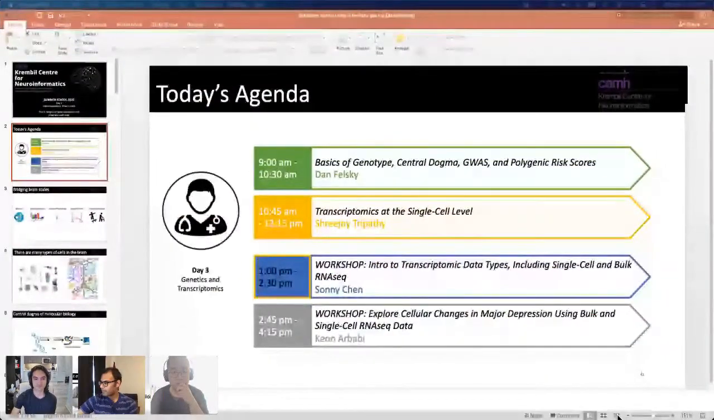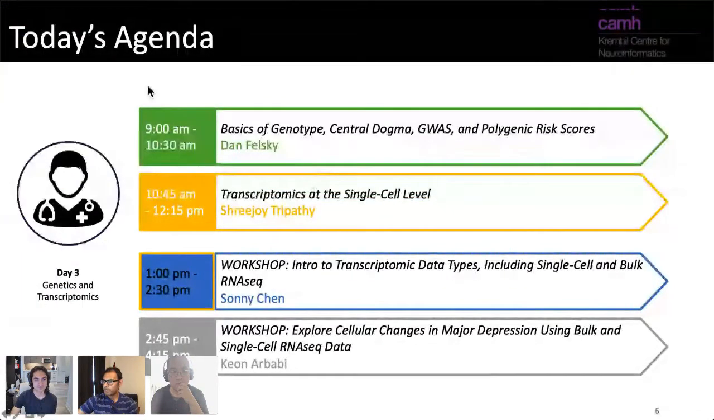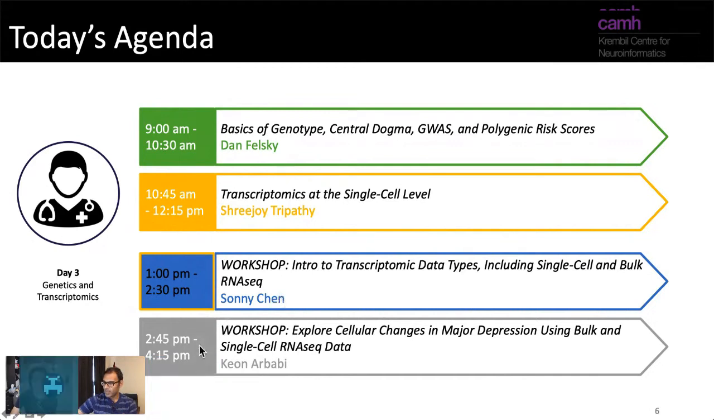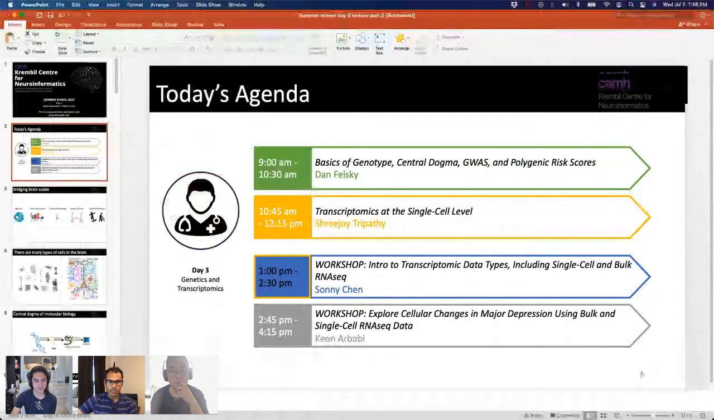I'm going to quickly share my screen just to give a sense of the agenda. So this is where we are, workshop three, intro to transcriptomic data types, including single cell and bulk RNA-seq. This workshop will be led by a postdoc in my lab, Dr. Sonny Chen. And then the next workshop will be using the tools that we made use of in the first tutorial to understand cellular changes in major depression using bulk and single cell RNA-seq. That will be led by Kian Arbabi, a PhD student in my lab. So I'm going to stop sharing, and I will allow Sonny and Kian to introduce themselves.